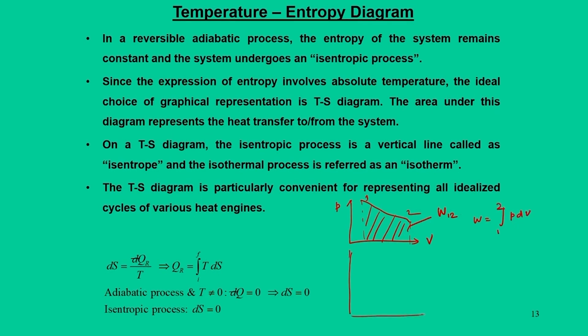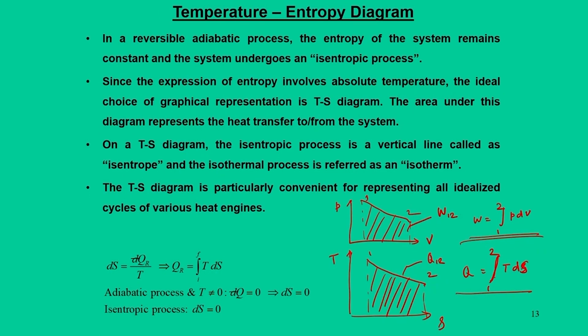In the same logic, we can represent the temperature entropy diagram for the same process 1 to 2, and our expression shows that Q12 is the integral of T ds. When you say integral of T ds, it means that the area under the temperature entropy diagram represents the heat transfer, while the area under the PV diagram represents the work transfer.